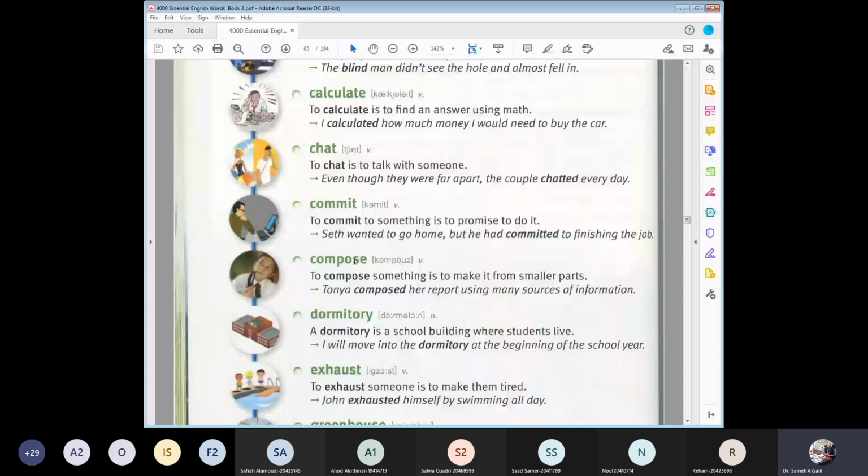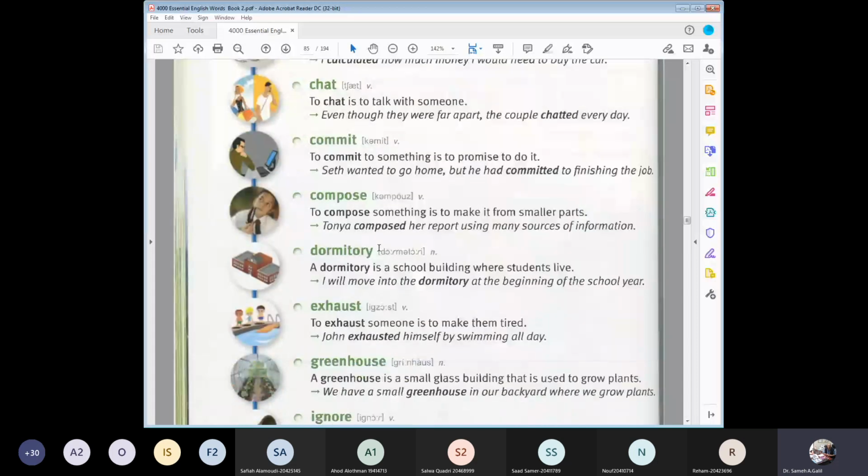And then you have the word commit. To commit is to make a promise, to make a pledge that you will do something. So to commit to something is to promise to do it.